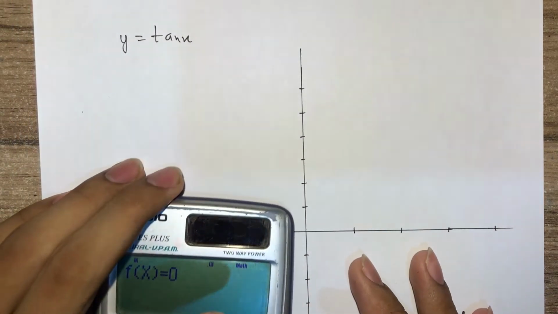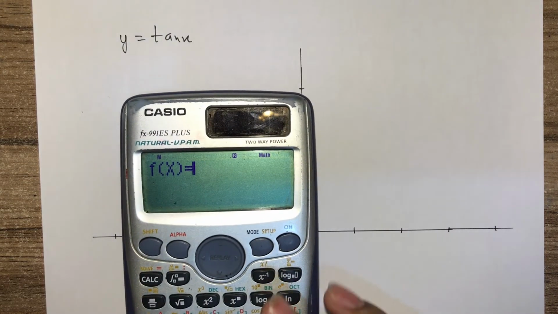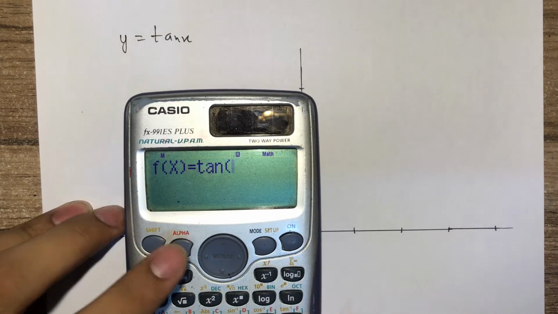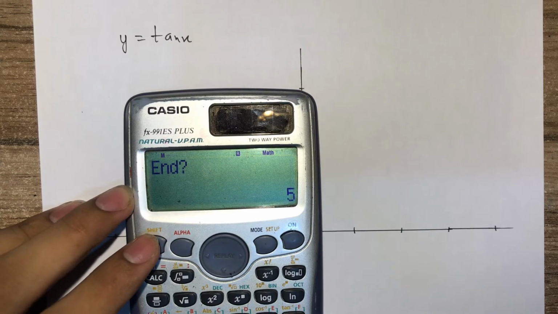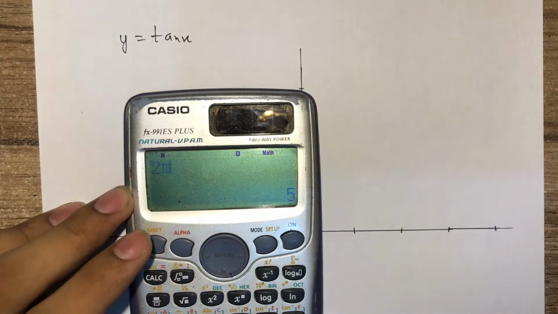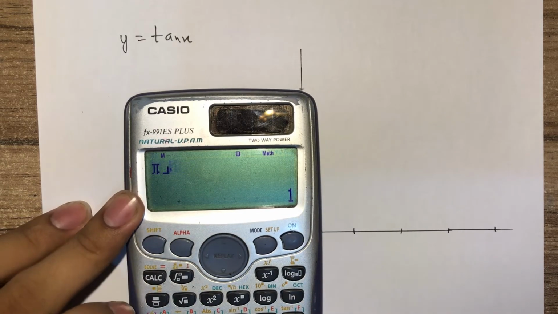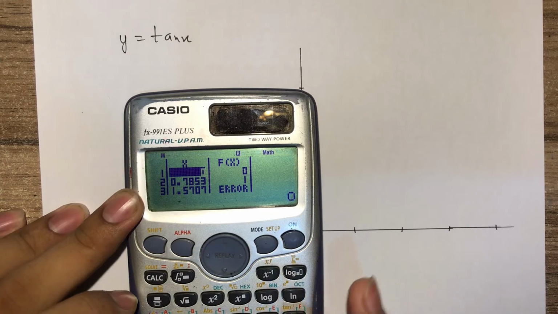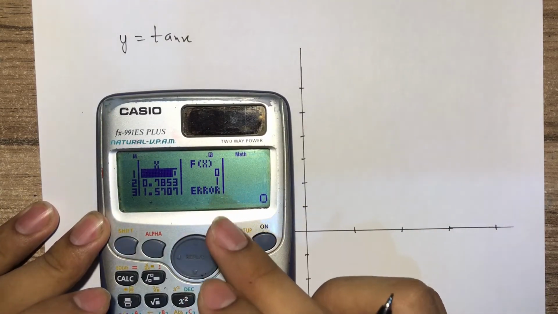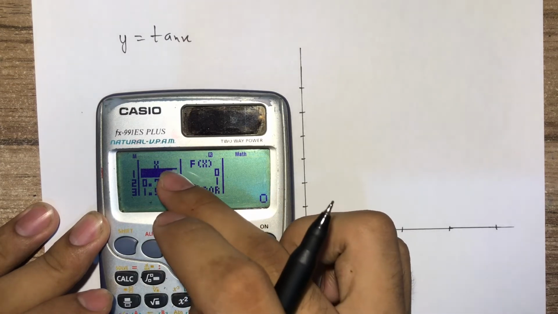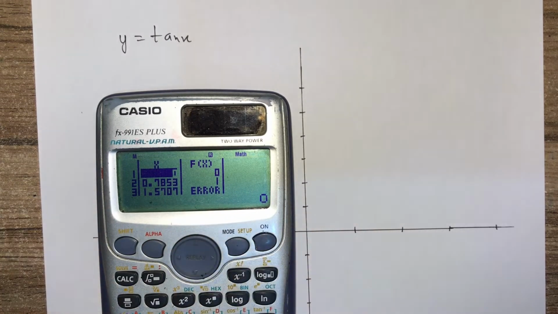Now the tan graph is a little complicated as compared to the sine and cos graph, so I'm inputting tan x into the table function. Now I'll take the start as 0 and end as again 2 pi, but I'm taking the step as pi upon 4. Earlier I was taking pi upon 2, now I'm taking pi upon 4. So now each x value is differing by pi by 4 over here.